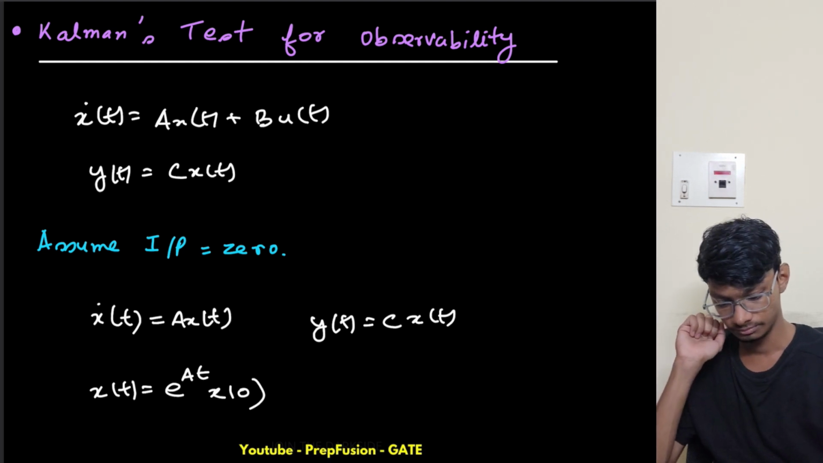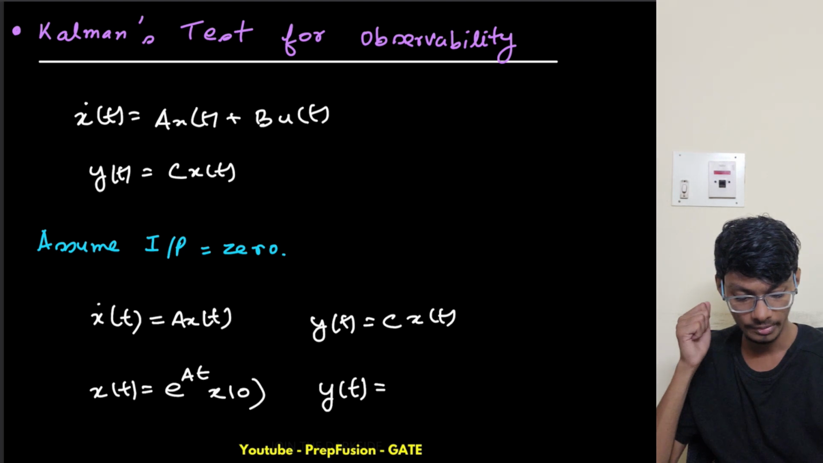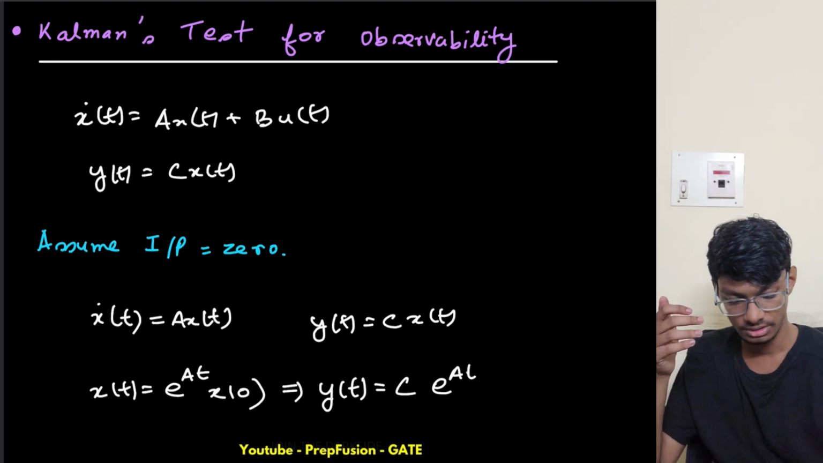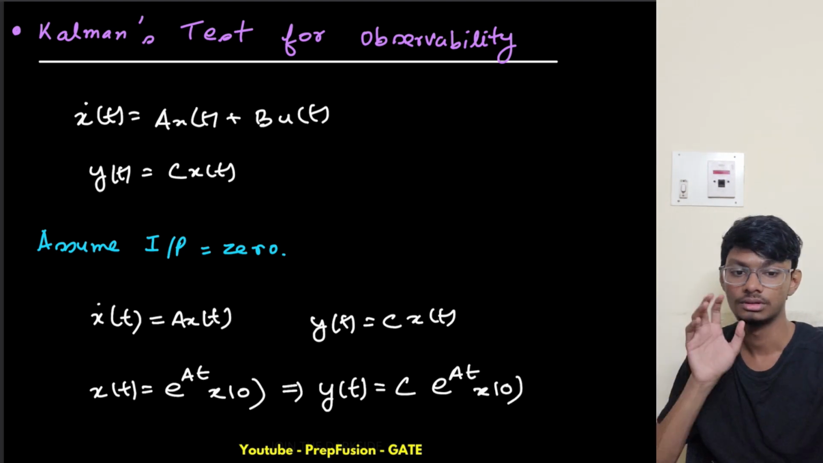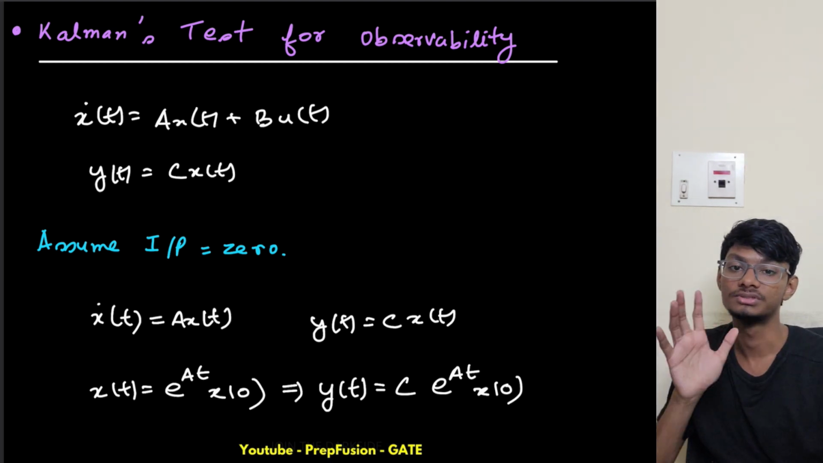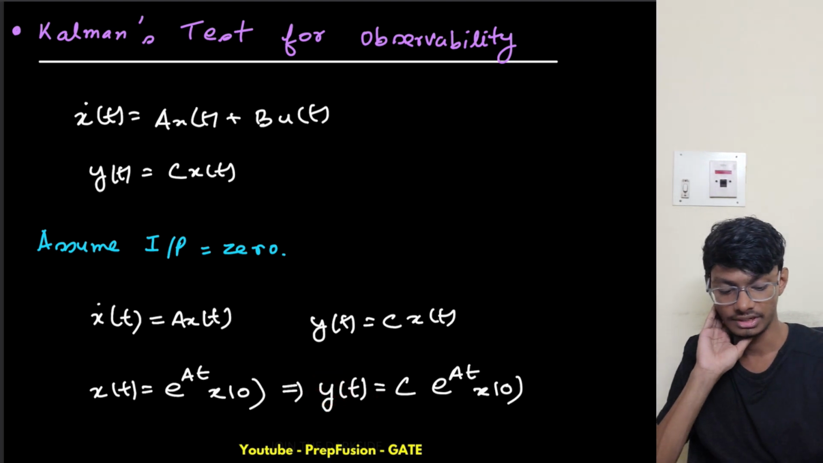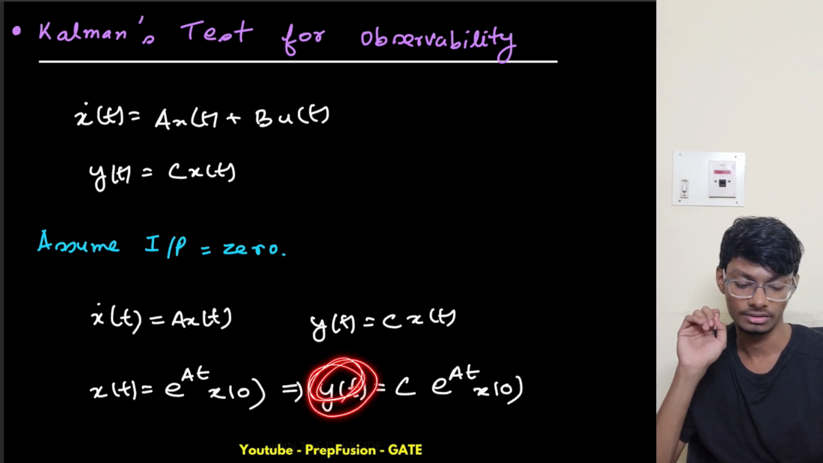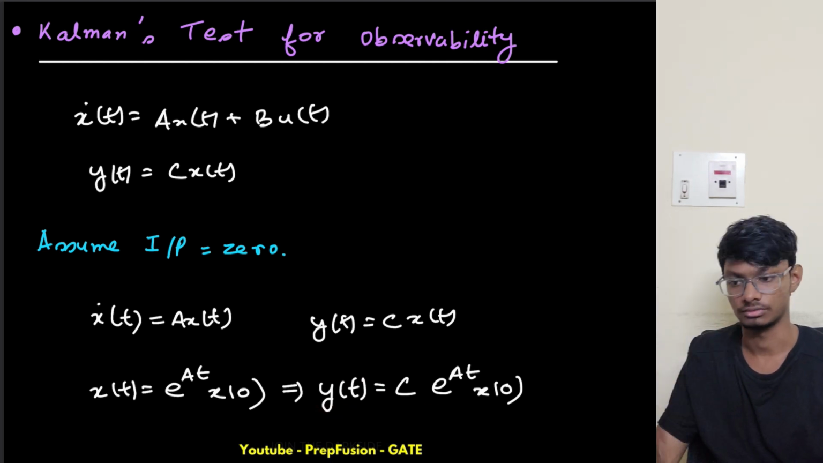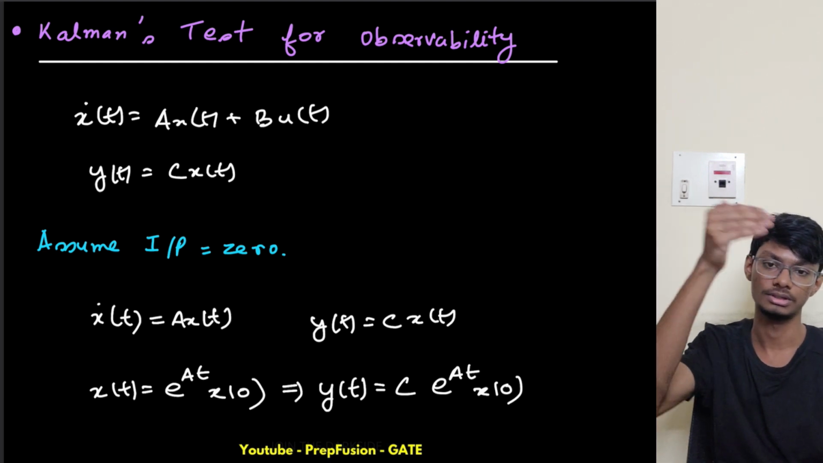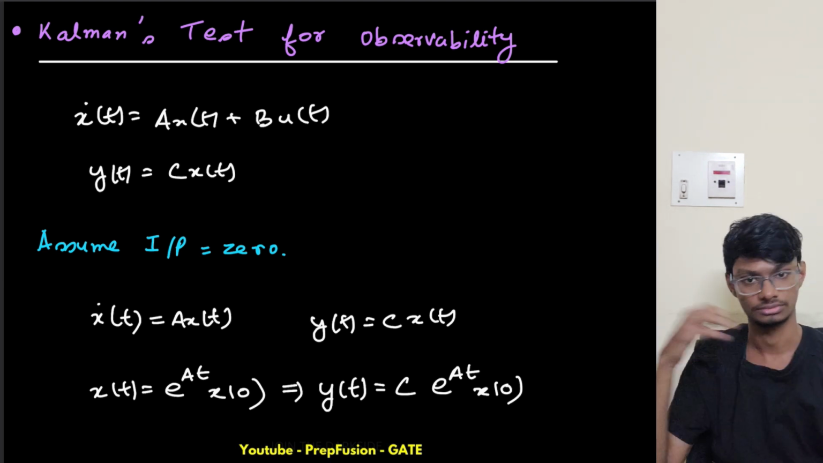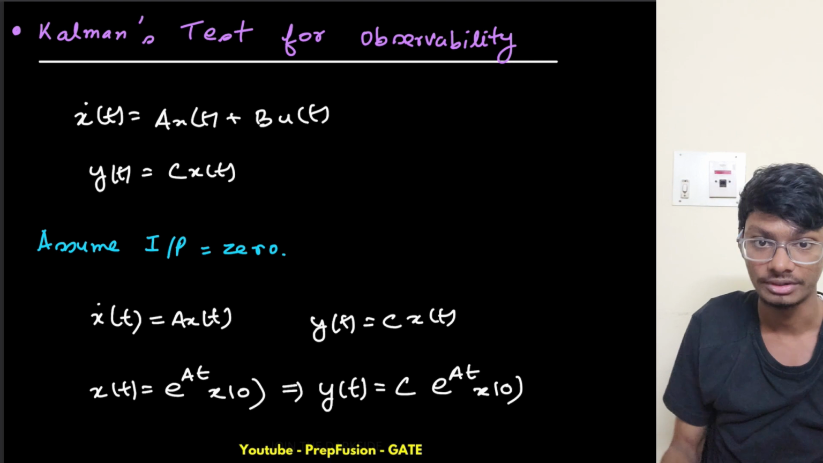So now what will my y of t become? It will become C times x of t, and x of t is e raised to power At times x of 0. Now, as I told you, what does an observable system mean? Observable system means I can observe all the states with help from the output. There should be some link between the output and the states, as I have given in the definitions. Now let's prove it.